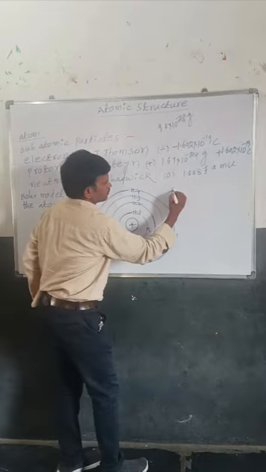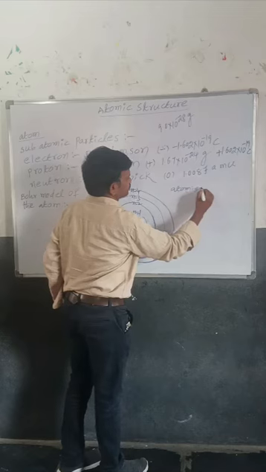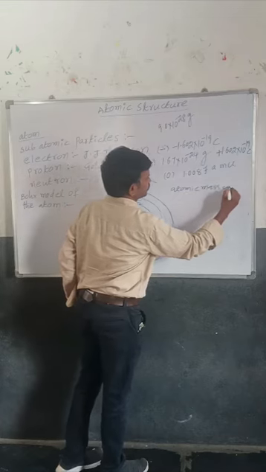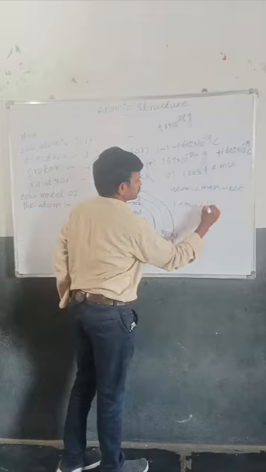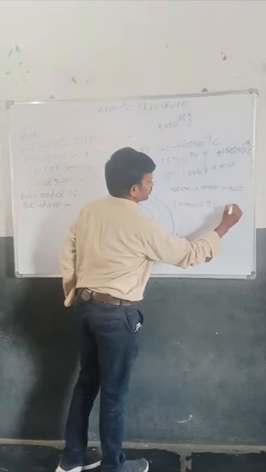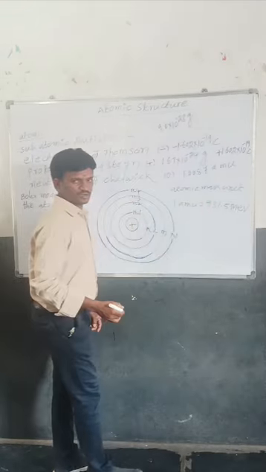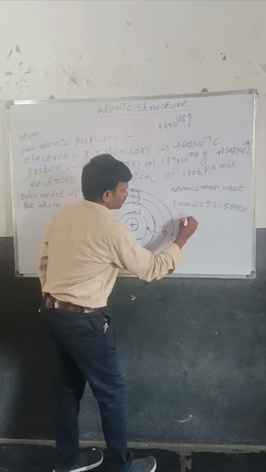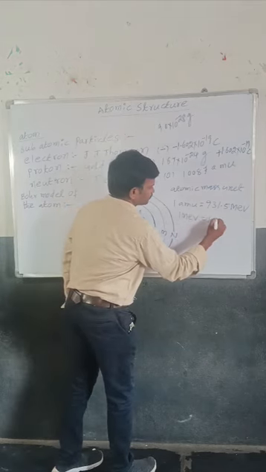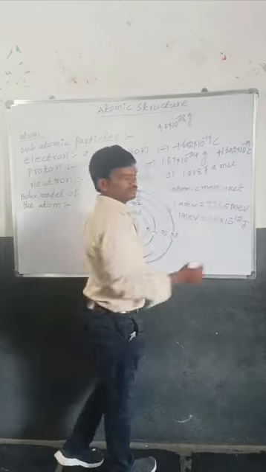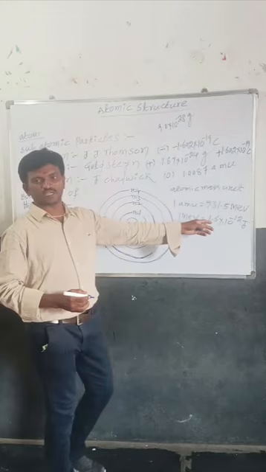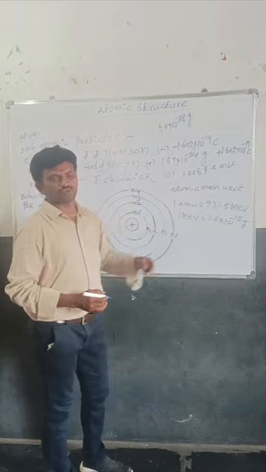AMU stands for atomic mass unit. 1 AMU equals 931.5 mega electron volt. 1 mega electron volt equals 1.6 into 10 to the power of minus 12 J. J means joules.